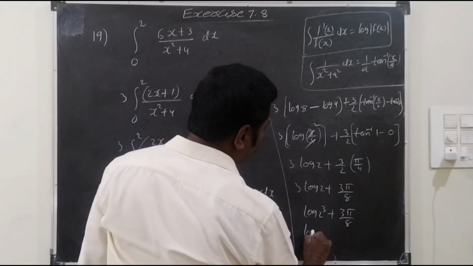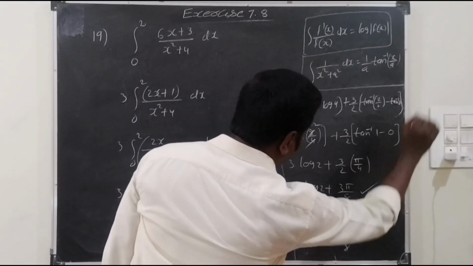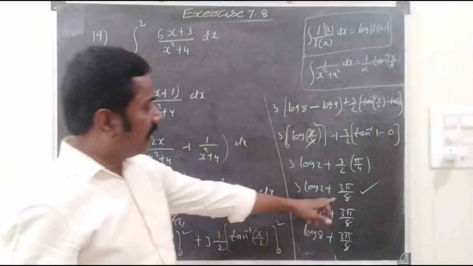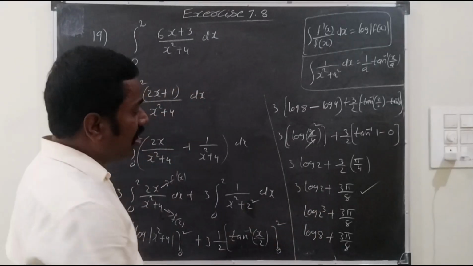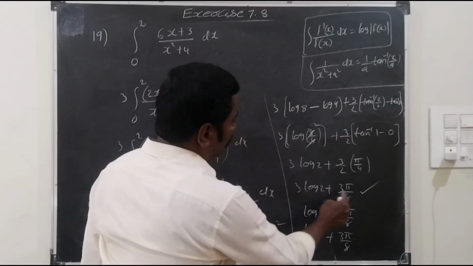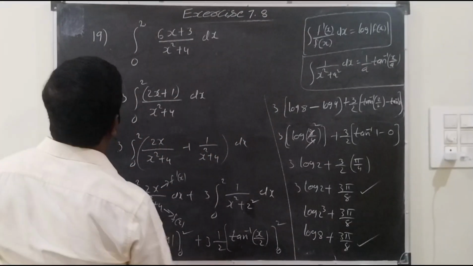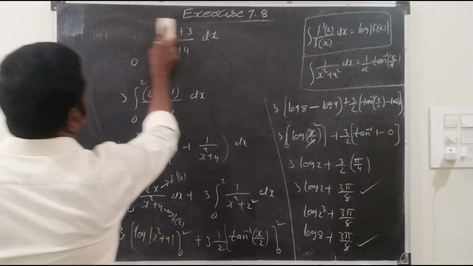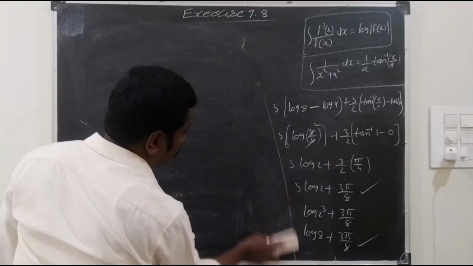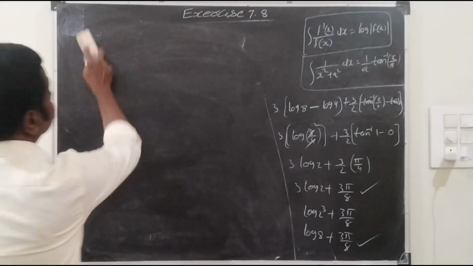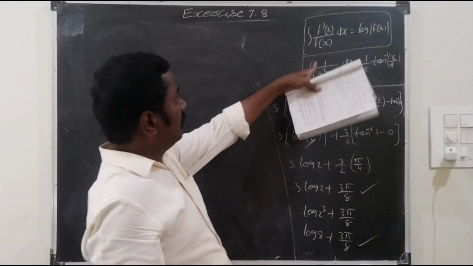Log 2 cube is nothing but log 8, plus 3 pi by 8. Actually in their textbook they left it here itself, 3 log 2 plus 3 pi by 8. But we are doing, whenever a coefficient is there we can make it a power. Then log 8 plus 3 pi by 8. Otherwise 3 log 2 plus 3 pi by 8. Both are the same. So these two formulas are needed here, first formula, second formula.